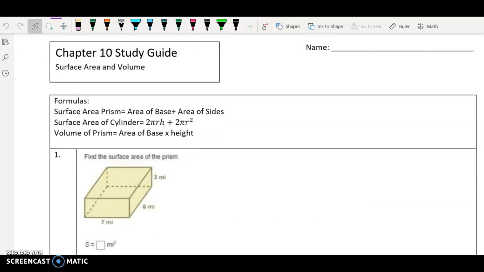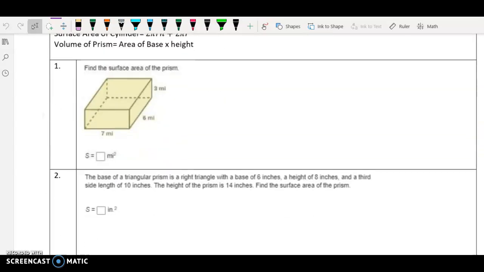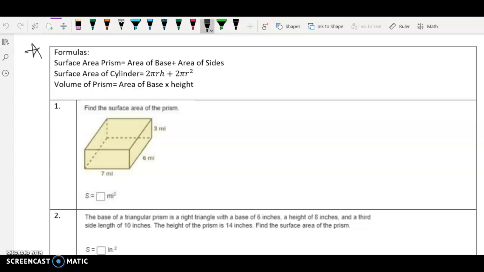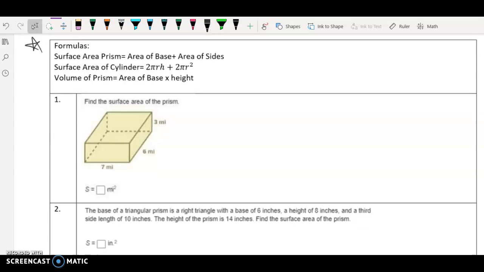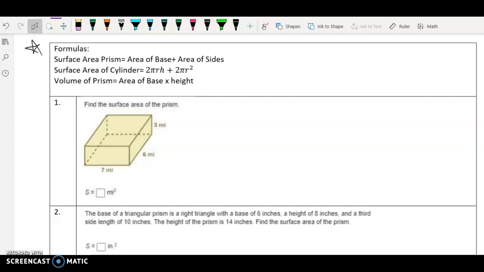Okay, so we are going over the study guide, and you'll notice that I did give you guys the formulas. You'll also get these on the test. So number 1 is find the surface area of a prism, and that's the area of the base plus the area of the sides.